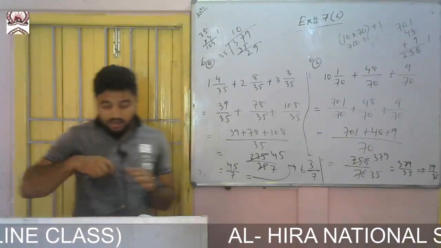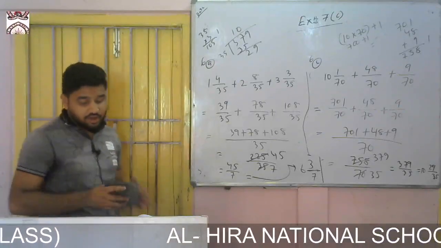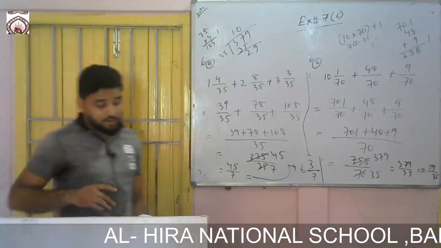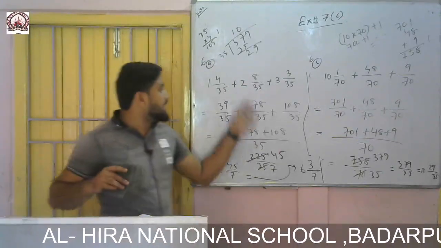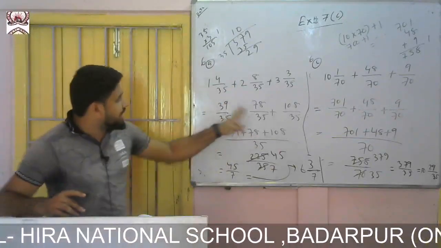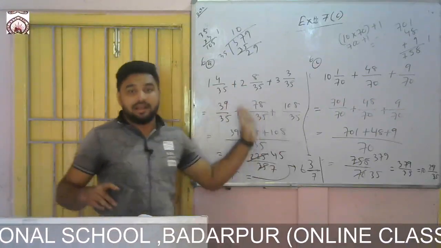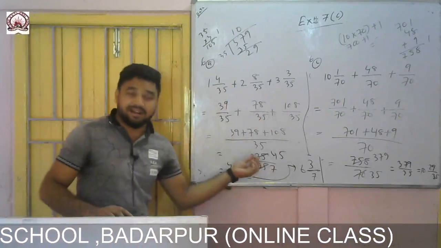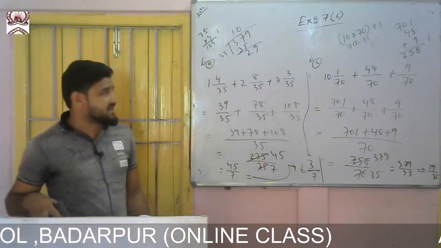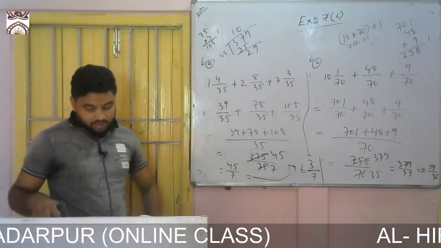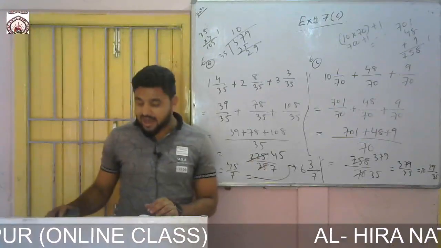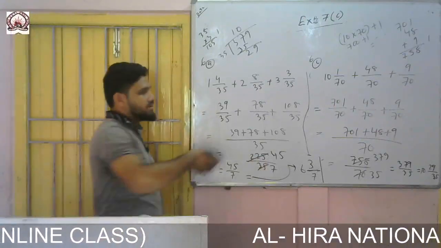See how to convert into like fractions, because 1 by 3 and 1 by 4 are not like fractions. But the sums you have done, 39 by 35, 78 by 35, 108 by 35, are all like fractions, so we added directly. But here in exercise 7D we cannot add directly, because the numbers are not like fractions.